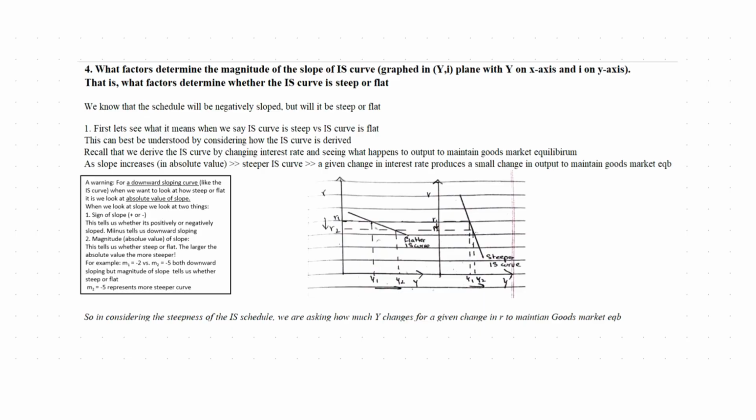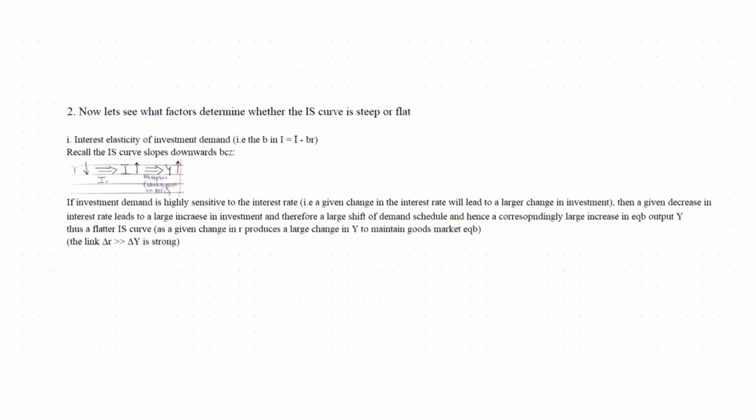So here we looked at that a flat IS curve means that a given change in interest rate produces a large change in output to maintain goods market equilibrium. We've already looked at that. So it's important to keep in mind what we mean by a flat IS curve. So now, keeping this in mind, we want to look at what factors determine whether the IS curve is steep or flat. And the first factor is interest elasticity of investment demand.